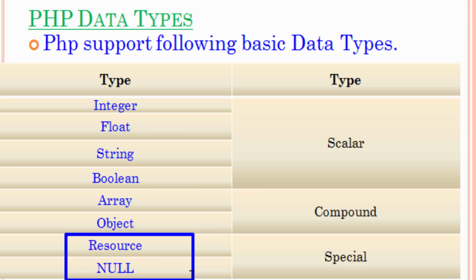Then we have 2 special data types, and those are resource and null. Resource: if we have a link to a URL or an external resource, then we can save it in the resource data type. And null is for putting null in anything. We can use it as well.